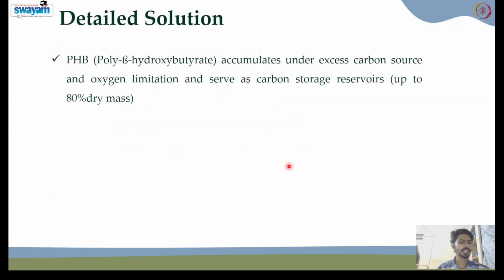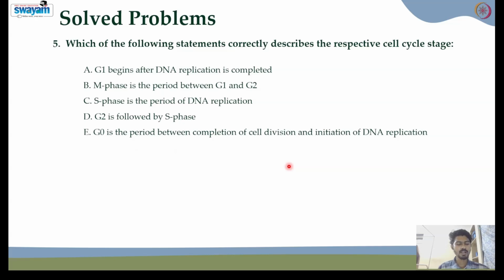So we will move on to the next question. Next question is, which of the following statements correctly describes the cell cycle stage? Option A, G1 begins after DNA replication is completed. Option B, M phase is the period between G1 and G2. Option C, the S phase is the period of DNA replication. And option D, G2 is followed by S phase. Option E, G0 is the period between completion of cell division and initiation of DNA replication. So among these statements, which is true regarding the cell cycle stage?